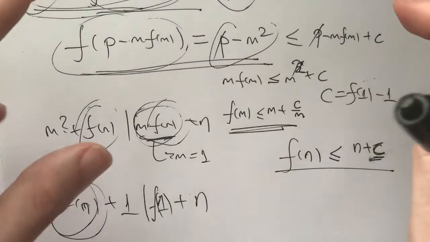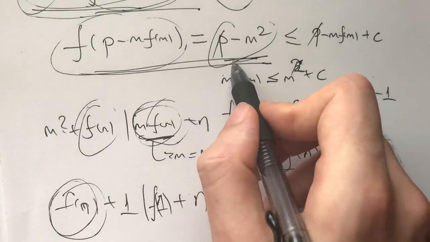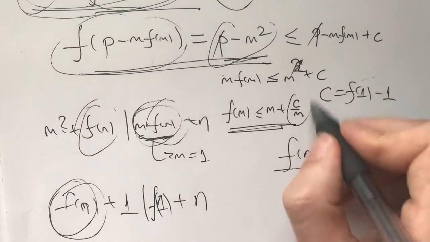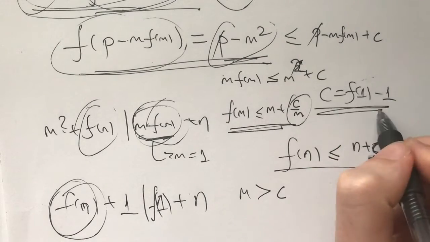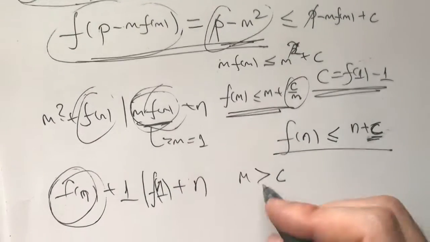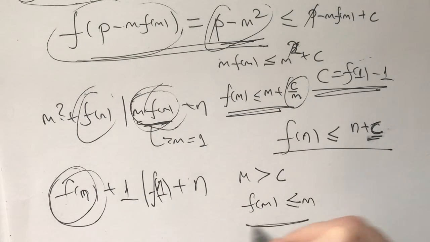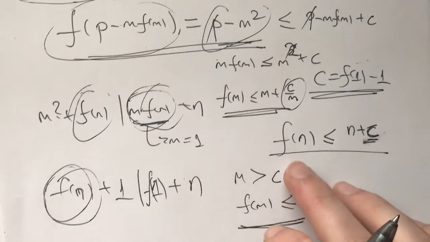Maybe this can always decrease my constant. Maybe as m is large. Maybe there is something to this. Who knows? Actually, if I've done everything right, it means that if m is greater than this constant, i.e. if m is greater than f of 1 minus 1, then we know that f of m is less than or equal to m. So it really bounds this part very, very nicely.